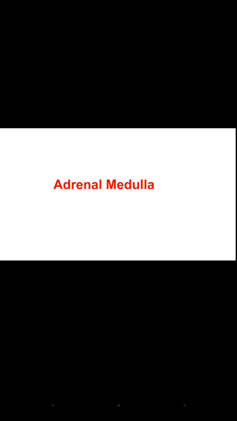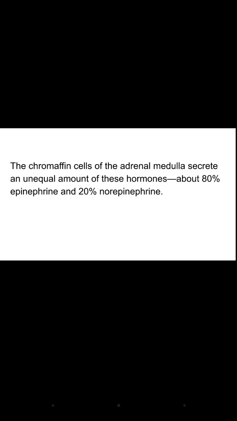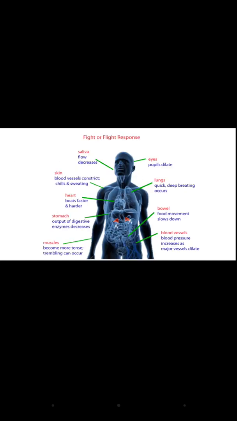Now, adrenal medulla. What is adrenal medulla? As we discussed, it is the centrally located part of the adrenal gland. So the adrenal medulla has chromaffin cells and they secrete hormones, 80% epinephrine and 20% norepinephrine, and a small amount of dopamine also. Now what is the function of epinephrine and norepinephrine? These are responsible for the fight or flight response in our body.